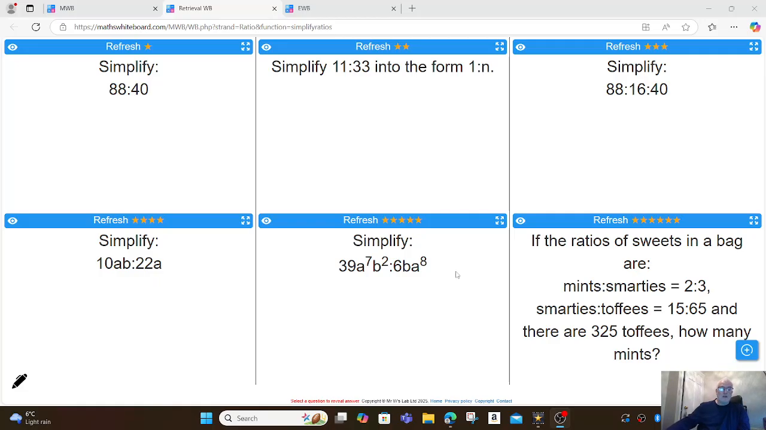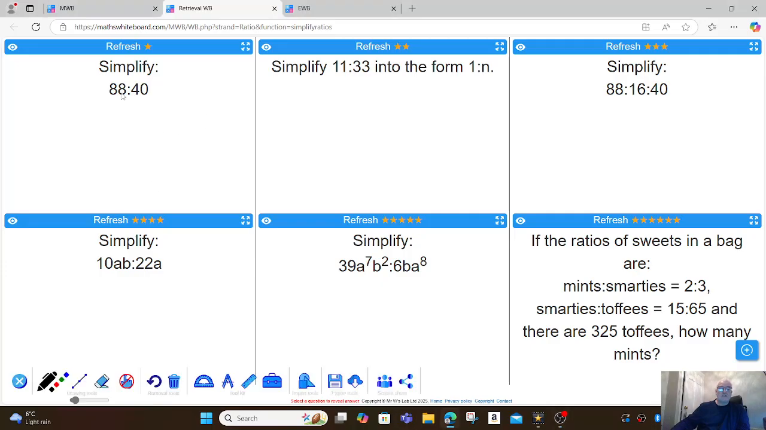So, if we're looking to simplify the first ratio, okay, remember we're just finding a number that's going to divide into both the numbers that's on the screen. So hopefully you can see that we can divide that by 8, which gets me to 11, and 8 into 40 goes 5, so 11 to 5.